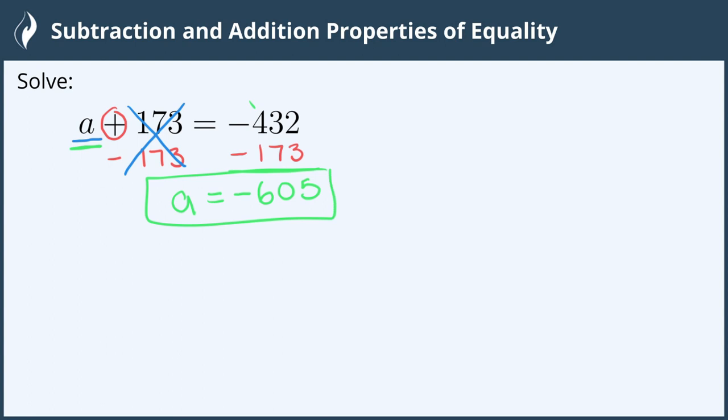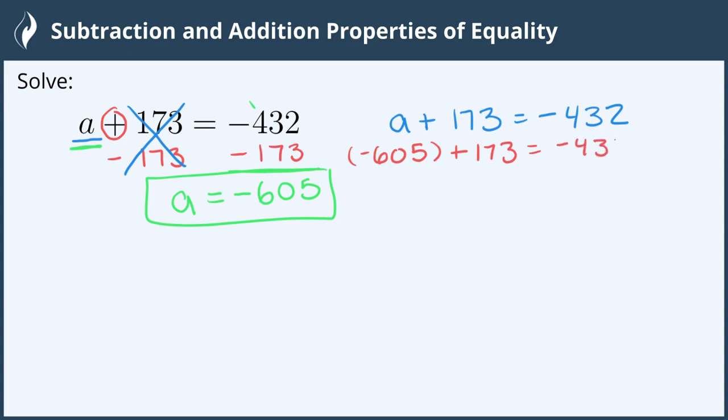We can always check these questions just like this anytime we want to by substituting what we got for our answer into the original equation. Our original equation is a plus 173 equals negative 432. When we substitute, we always do this with a set of parentheses to clarify and keep all of the signs and operations very neat and tidy. So we'll put negative 605 inside the parentheses for a, add 173 equals negative 432.